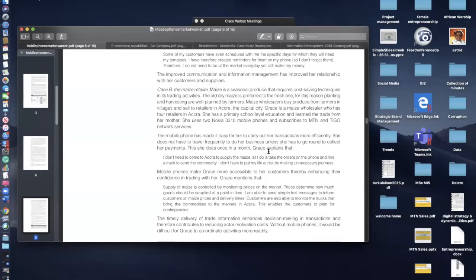She uses two Nokia 3310s, and subscribes to MTN and Tigo services. The mobile phone has made it easy to carry out her transactions more efficiently. And she does not have to travel frequently to do her business unless she has to go around to collect her payments, which she does once a month. Grace explains, "I don't need to come to Accra to supply the maize. All I do is take orders on the phone and hire a truck to send the commodity. I do not have to put my life at risk by making unnecessary journeys."